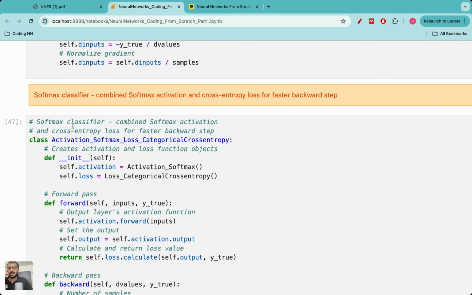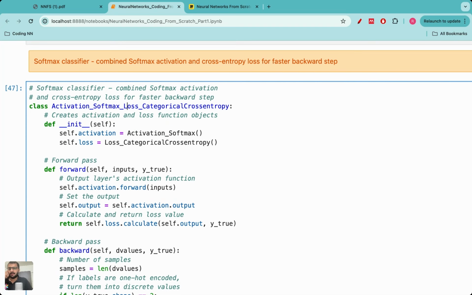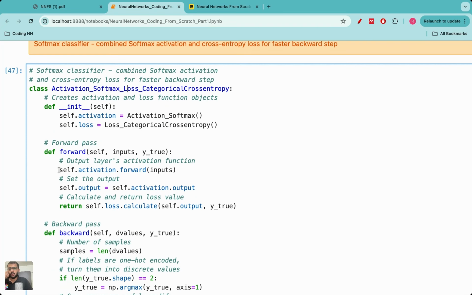So I define a class which is called activation softmax loss categorical entropy. The reason we have defined this class like this is because it combines the softmax along with the loss. So we don't have to define separate classes like this. So let's see what's happening in the forward pass. In the forward pass, we are calculating the softmax output, and then we are returning the loss. So that's the forward pass.